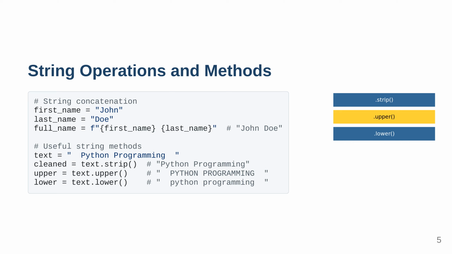Strings in Python come with a rich set of methods for text manipulation. We've seen basic string operations, but now let's explore more powerful features. The f-strings provide an elegant way to format strings with variables. Methods like strip, upper, and lower are essential for cleaning and standardizing text data. These operations are commonly used in data processing and user input handling.